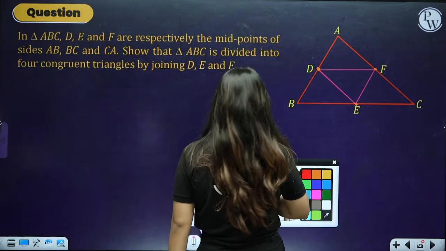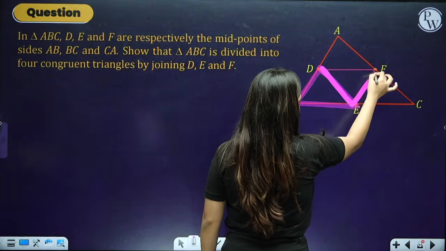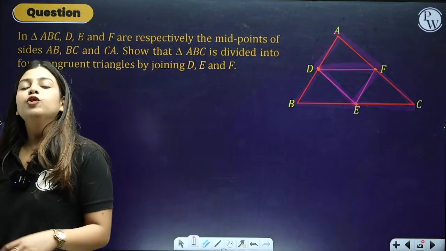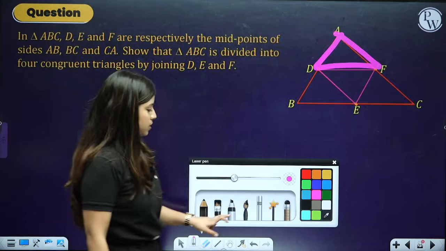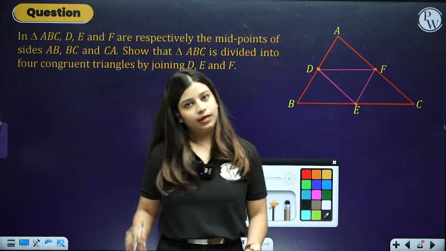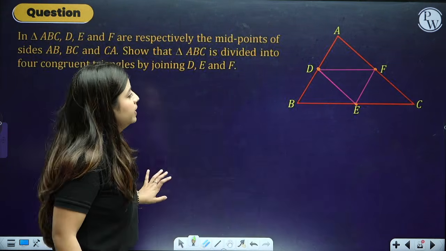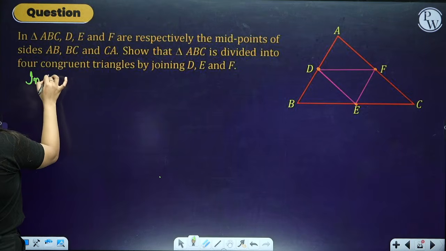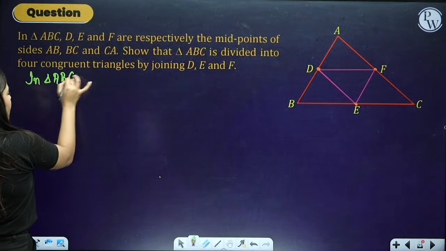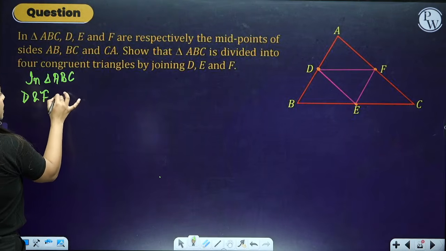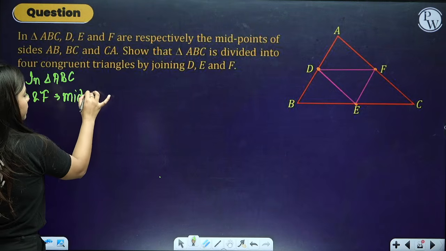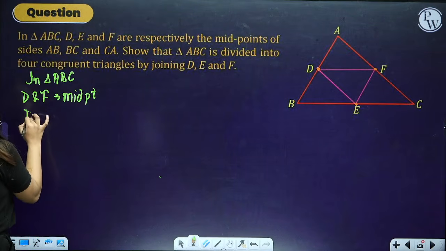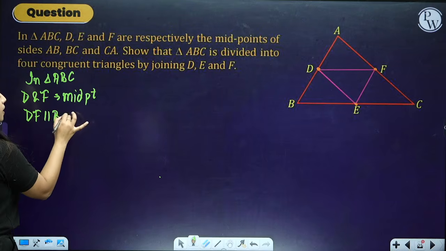What are the 4 triangles? One is this one, the second one is this, the third one is this and the fourth one is this. So we have to prove that all these 4 triangles are congruent to each other. First of all, if in triangle ABC, D and F are the midpoints, so we can say that DF is parallel to BC.